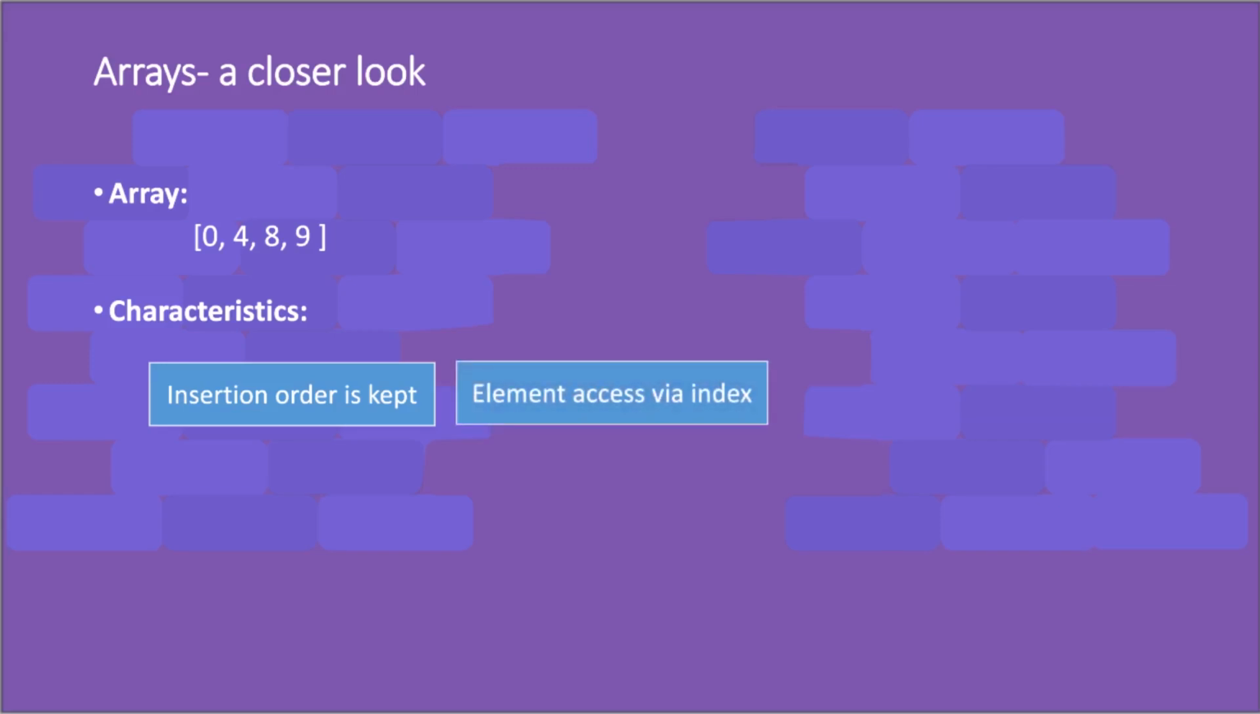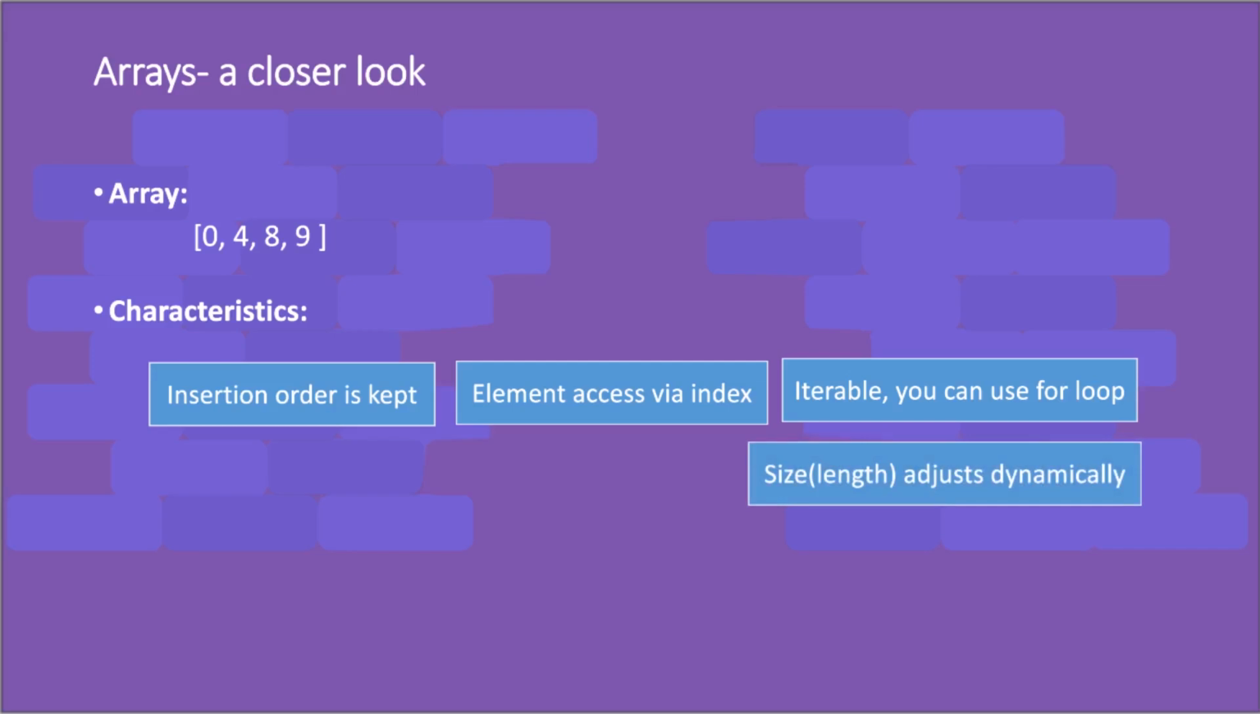Typically the index identifies the position of an element. For that reason the order is so important. The same index will always give you the same value. Arrays in JavaScript are iterables, which means you can loop through all the values in there. In addition, the size of arrays in JavaScript adjusts dynamically, which is awesome for memory management and performance.